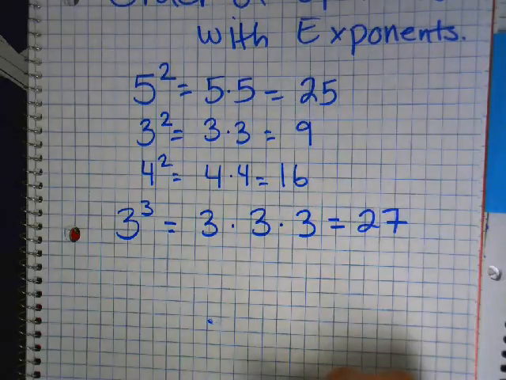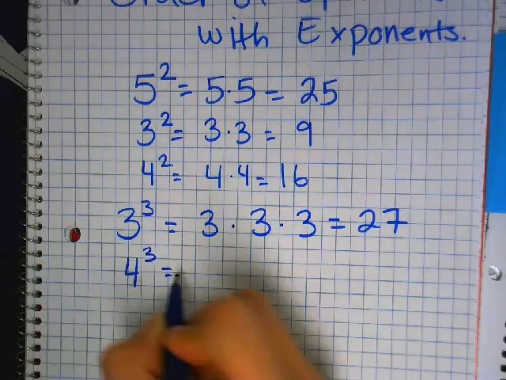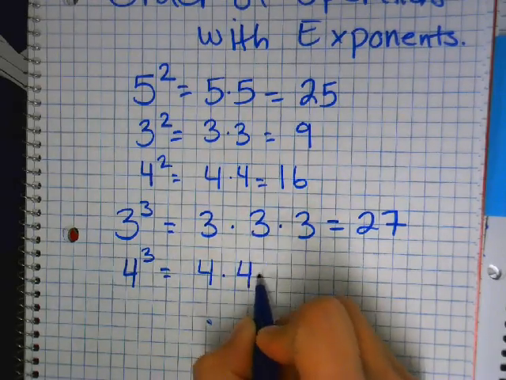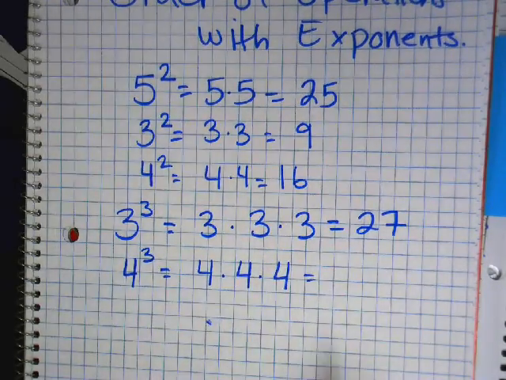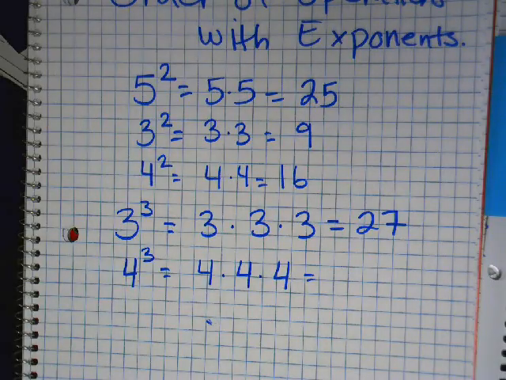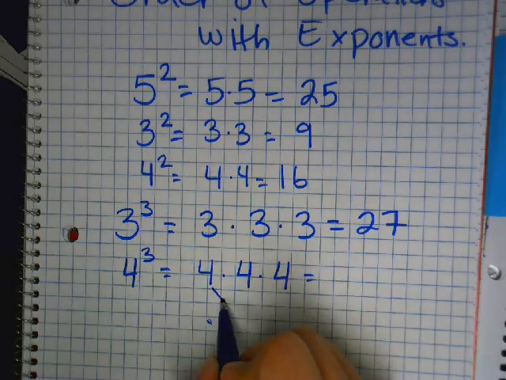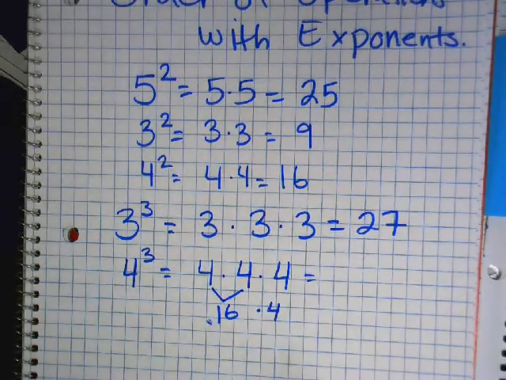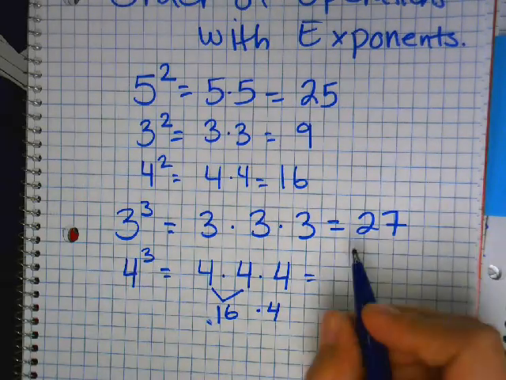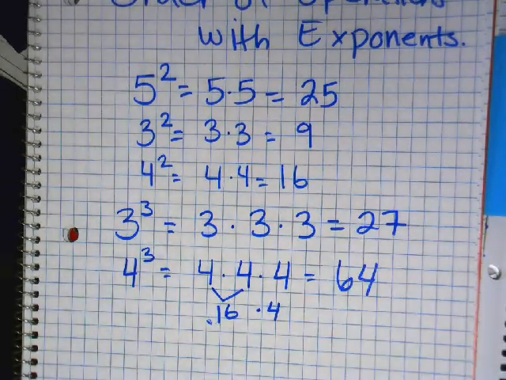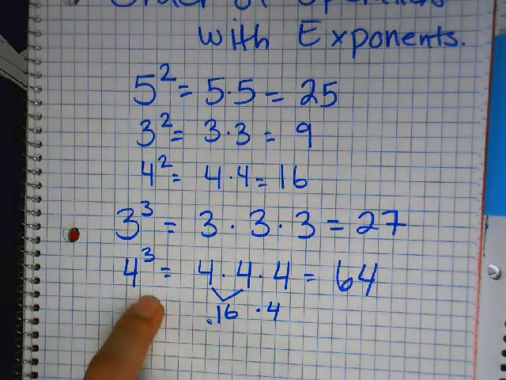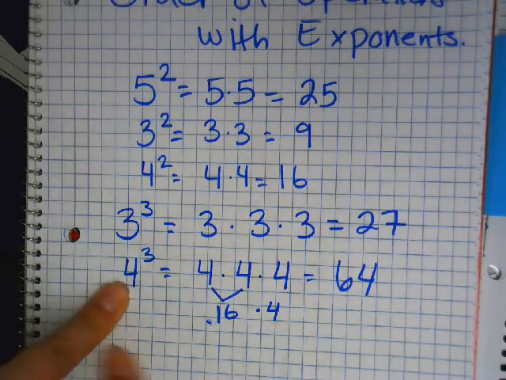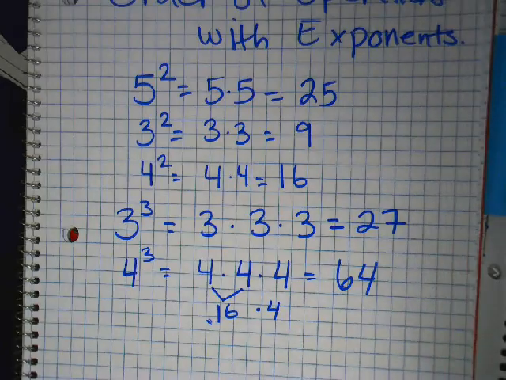Okay. 4 to the power of 3. 1, 2, 3. This one needs a little bit of math. So what's 4 times 4? 16, right? And then I've got to do 16 times 4. 64. Okay? You'll have this on your classwork today. So instead of redoing the math, you can look at your notes and go, oh, 4 to the power of 3? I already have the answer, 64. So it saves time. We did the work.